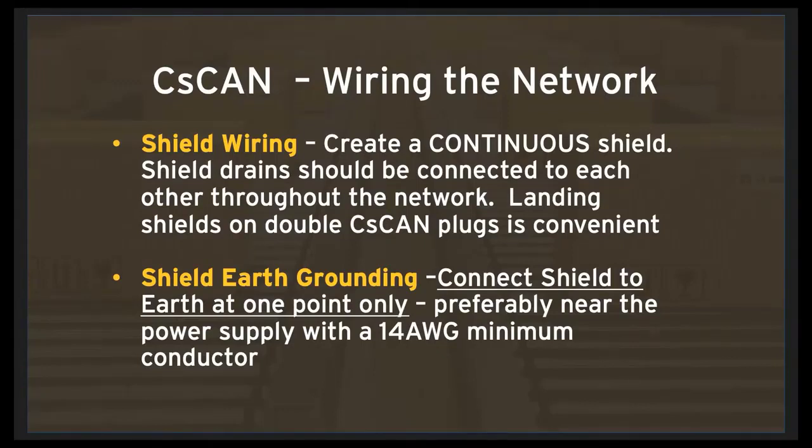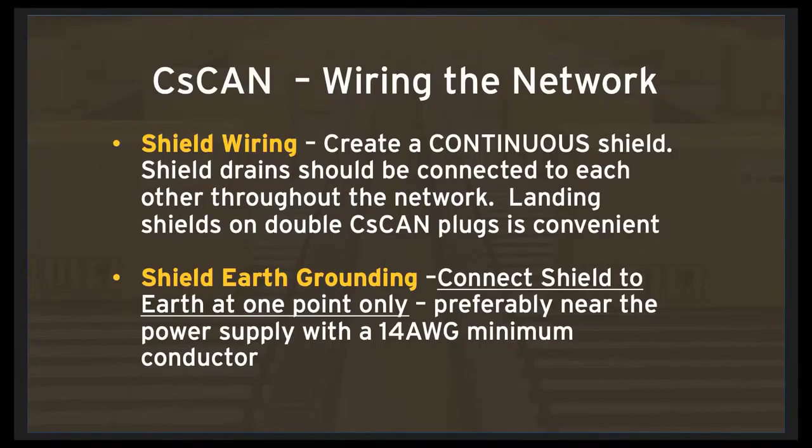The problem is, it can be difficult to keep track of which side of that particular segment of wire is actually grounded and which one isn't. And you end up with multiple locations for ground, and it could be complicated to figure out. So, to make things easier on everyone, we now recommend another method, and that is where you effectively create a continuous shield. All your shield drains are connected to each other throughout the network.